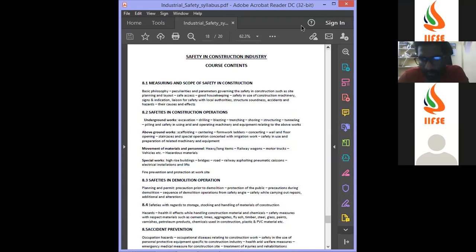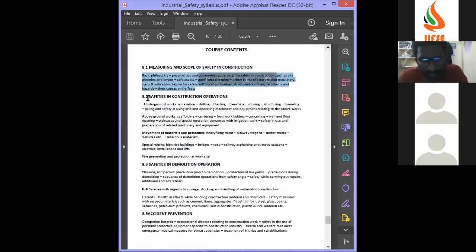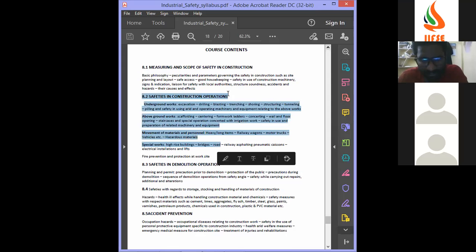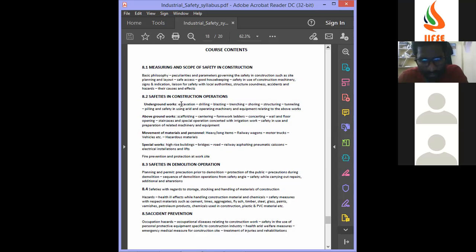Here we have measuring scope and safety in construction, basic philosophy, particulars and parameters governing the safety in construction site, and safe access, housekeeping. And this is the introduction part actually. From here the core concepts get started. Safety in construction operations: underground work. What do you mean by underground work? Excavation, drilling, blasting, trenching, shoring, structuring, everything comes under underground work.